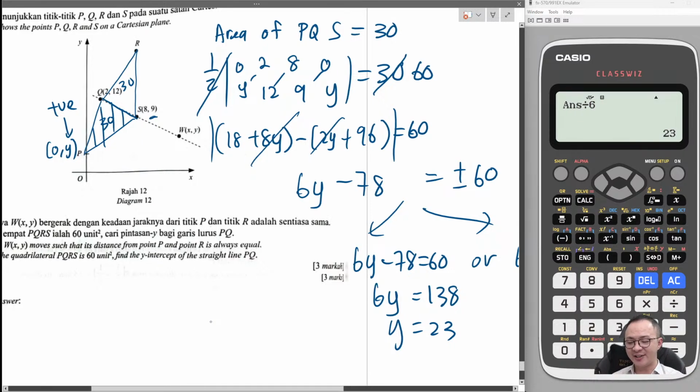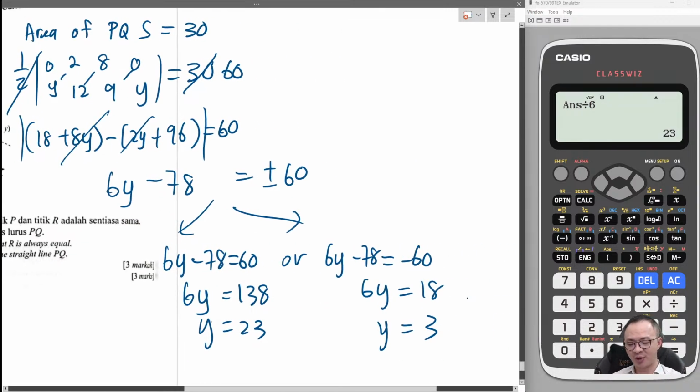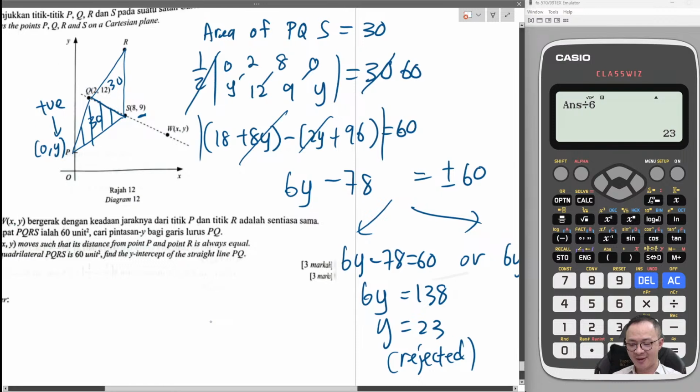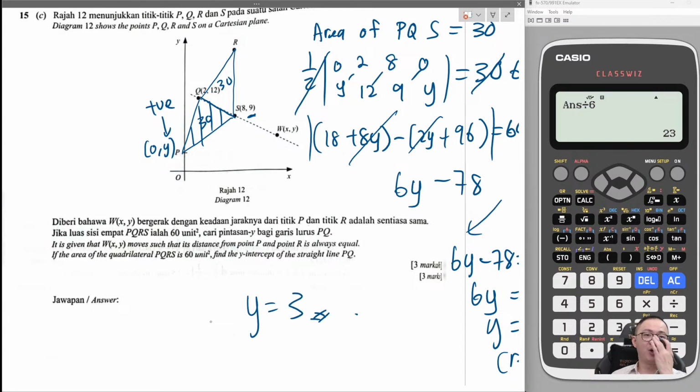Okay, then we go back to here. Because here y is 9, right? So P, the y coordinate must be less than 9. Doesn't it make sense? So this one will be rejected. So 3 is my answer. So therefore, the question asks, find the y-intercept. The y-intercept is 3. This is the y-intercept of PQ.